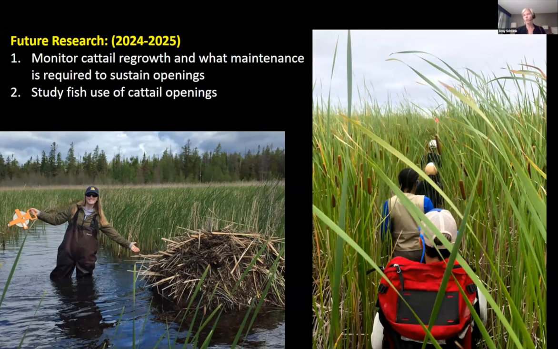We want to get a better handle on fish use of these cattail openings. In our first summer after cattail removal, sometimes there would be a lot of algae or a lot of detritus in these areas. So I think once the cattail opening has persisted for more than 1 year, fish might use it differently. So we'll be continuing to monitor that.